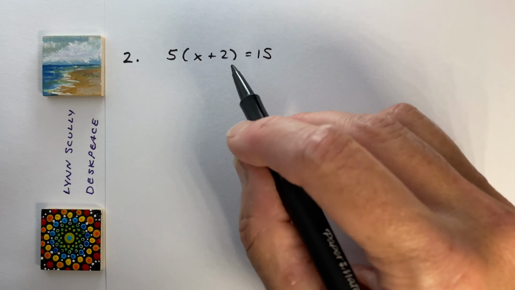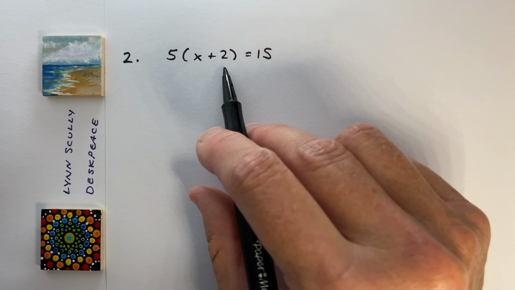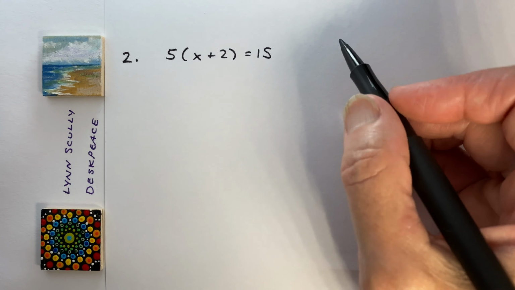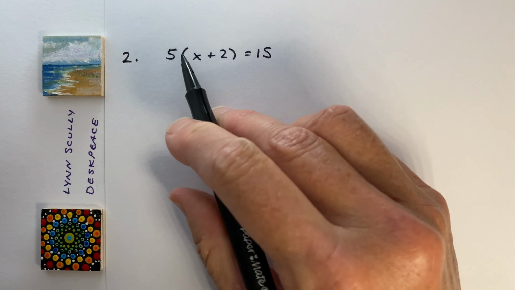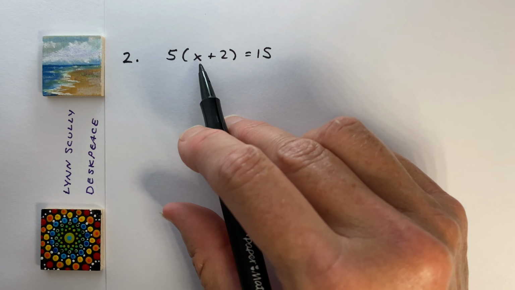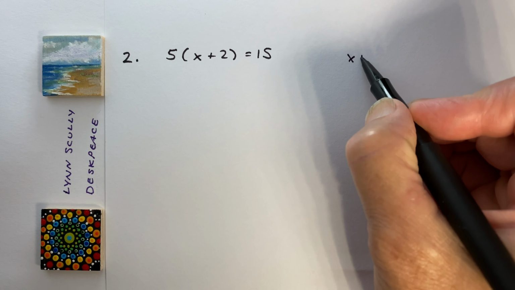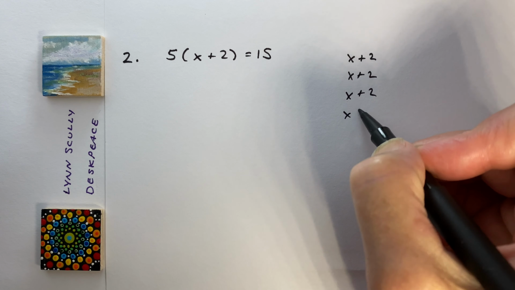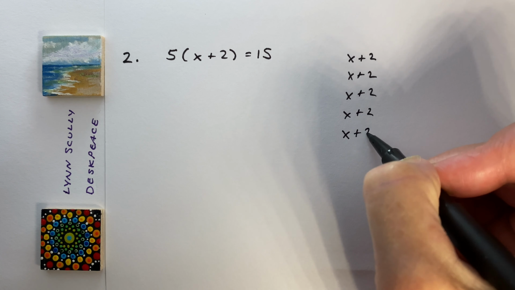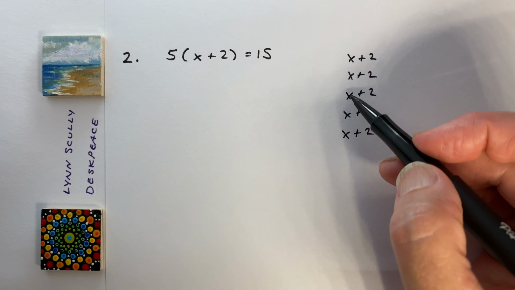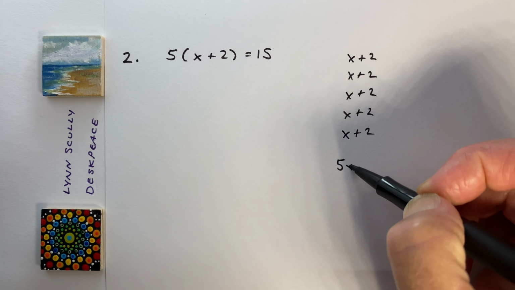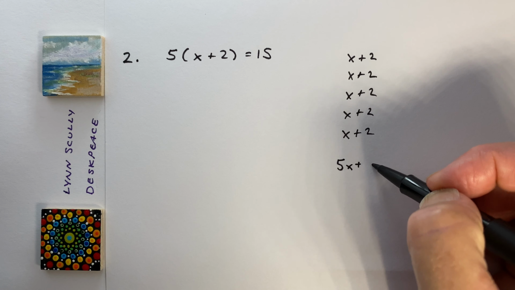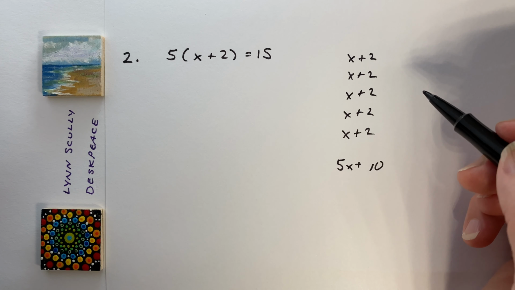Number 2, 5 times the package x plus 2 equals 15. Now this is called distributing. And what distributing is, it's saying I have 5 of these packages. So I could add them 5 times. 1, 2, 3, 4, 5 x's plus 2, 4, 6, 8, 10. I could do it that way.